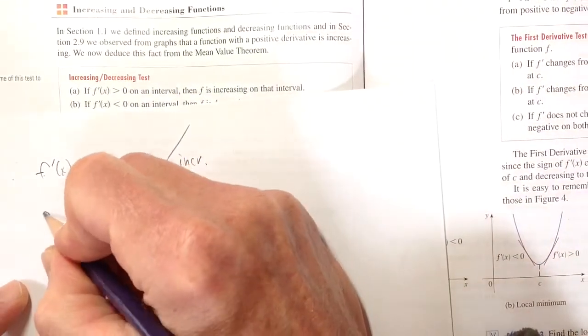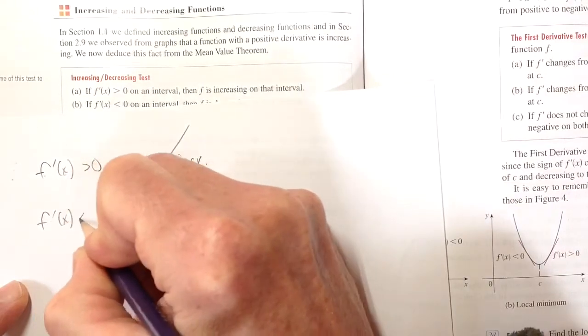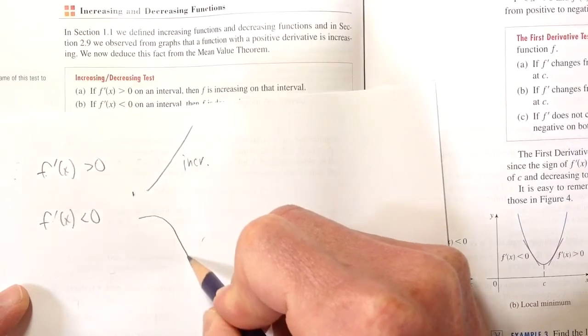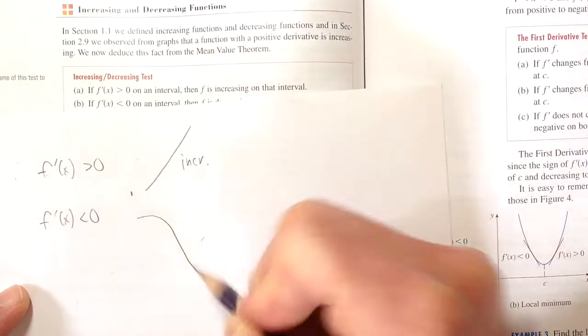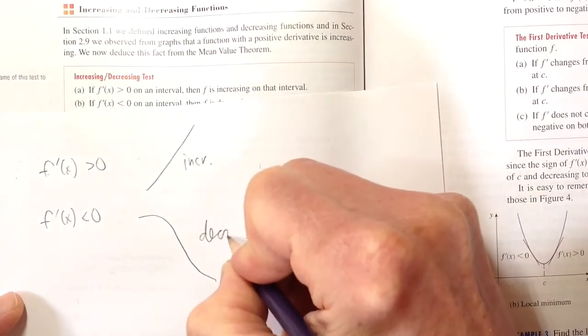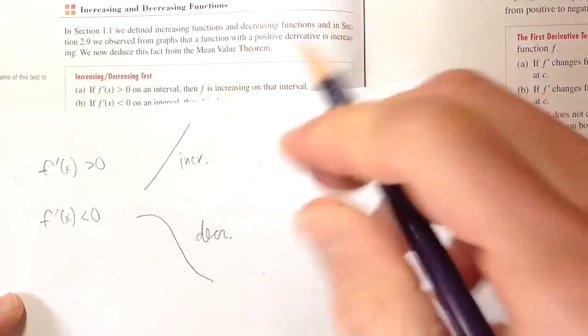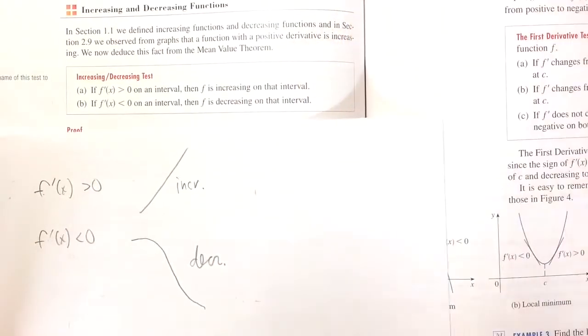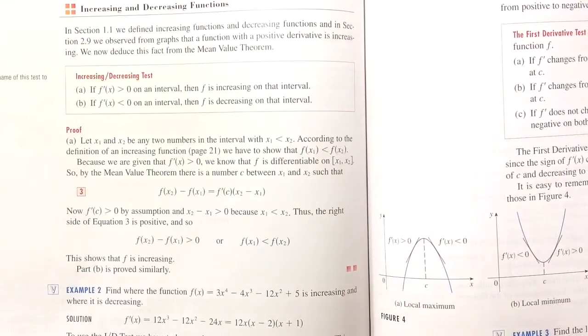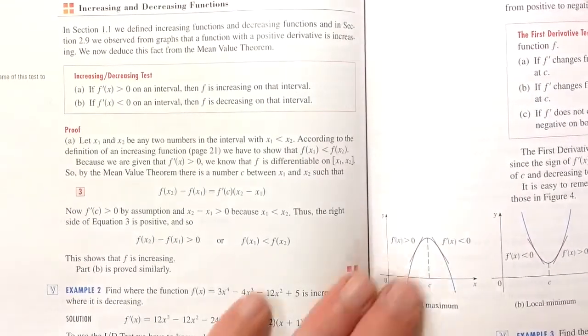If the derivative is less than 0, that means the slope is negative, so it's decreasing there. It can be changing, but it's still decreasing, right? So this is all decreasing. So all you're looking at is is it going uphill or downhill. Okay, so that's all that one is. So that kind of makes sense, just where the derivative is positive or it's negative. Okay, then they do some examples which you should look at.